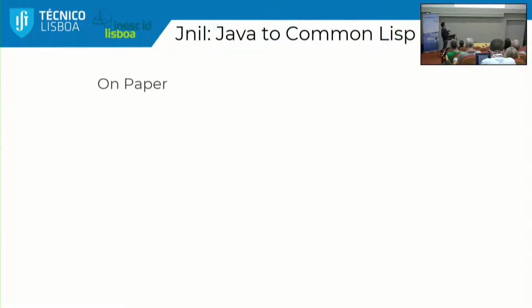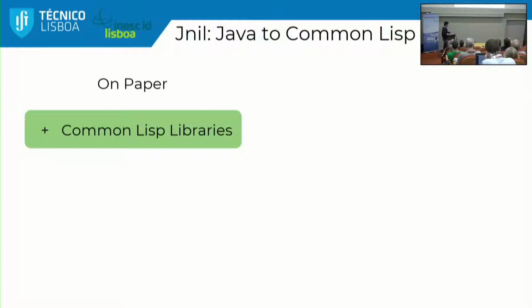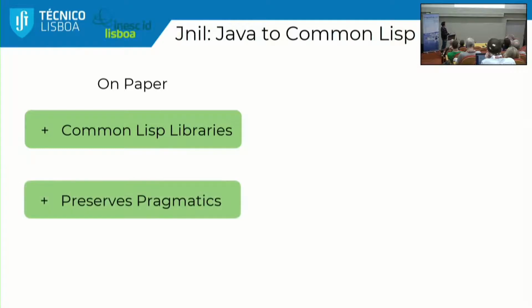And well, on paper, it was actually a positive thing because, well, Java was and is still a very popular language. And if this was to go well, this would mean that, well, all those libraries in Java would also be available to Common Lisp, which is a benefit. And this transpiler also had another benefit, which is that it preserved the pragmatics of Common Lisp while performing the translation. And this basically means that, well, any programmer in Common Lisp could just pick up the code generated by the transpiler and just further modify it if he so chose to.